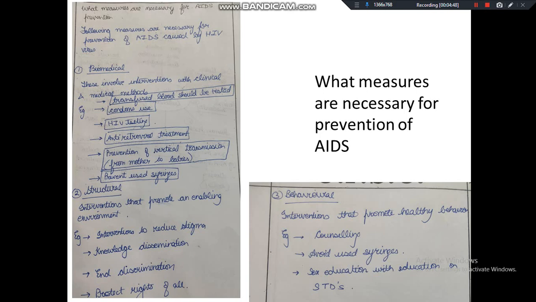So these are some of the measures that are necessary for prevention of AIDS. You can also give it in a point-wise manner. Instead of giving it in these three subheadings, you can directly come into the points, in which you can mention the points whatever you like to mention. Although this is just a model answer to help you analyze a manner in which you can present the answer.